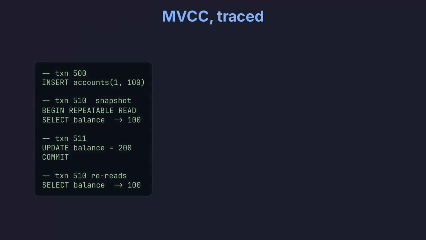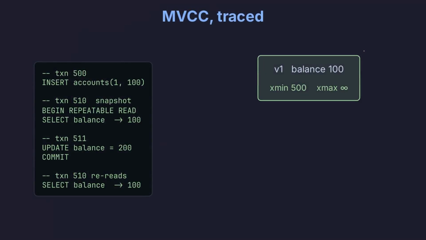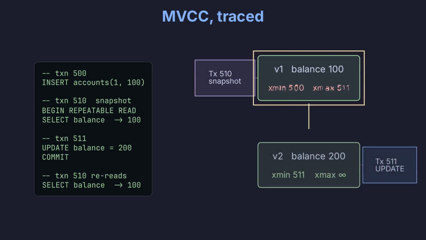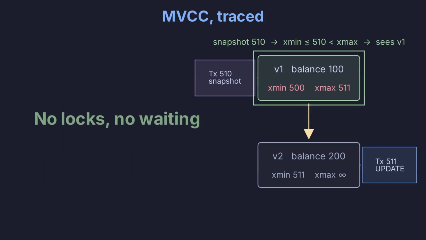Let's trace it with concrete numbers. Start with one row, balance 100, created by transaction 500 and not yet deleted. Transaction 510 opens a read-only session and takes its snapshot. Now transaction 511 runs an update. It inserts a new version, balance 200, created by 511, and stamps the original as deleted by 511. When 510 reads the row, it still sees the old balance, 100, because 511 hasn't committed, and even if it had, 510's snapshot predates it. No locks, no waiting.